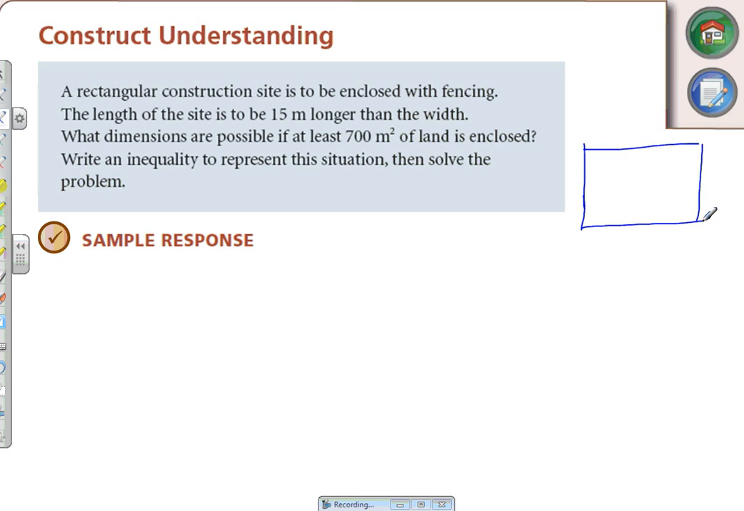Well, let's start putting those on here. I don't know length and width, so I need to get variable. So let's let x equal the width. So then that's going to be x, that'll be x, and that makes this 15 meters longer, so x plus 15 for your length.